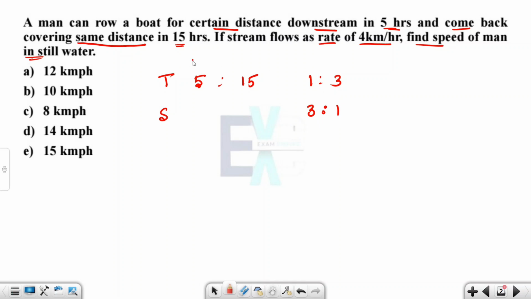So this will be downstream and this will be upstream. From this we'll find the speed of the man in still water. Downstream is 3 and upstream is 1. So the speed of the boat in still water will be 2 and the speed of water will be 1. They have given that the speed of water is 4. If one part equals 4, 2 parts is equal to how much? So 2 parts will be 8 km per hour.